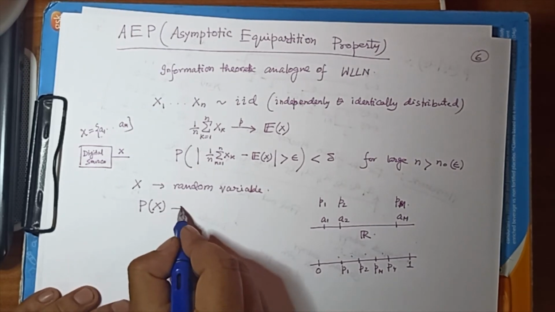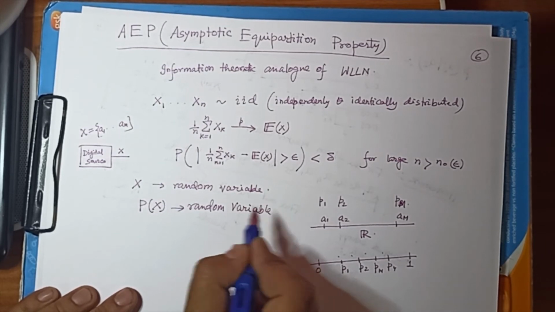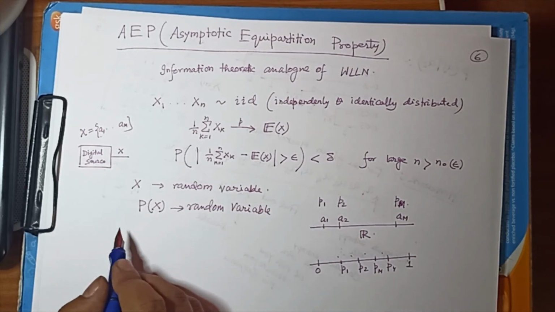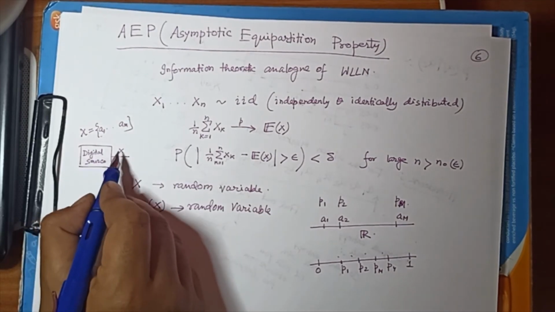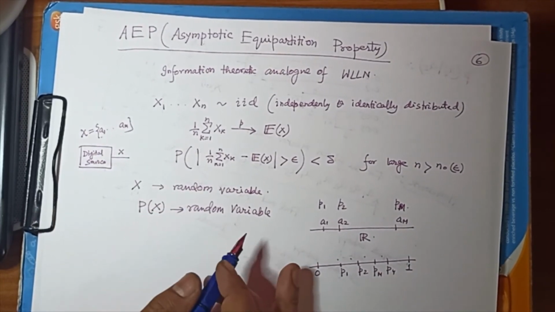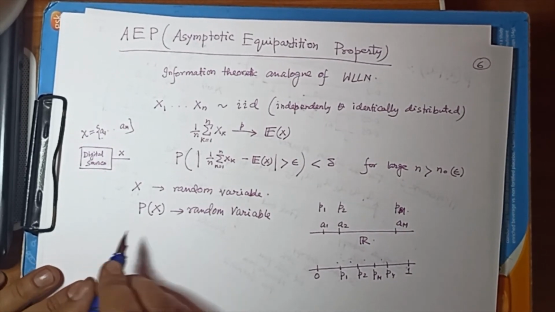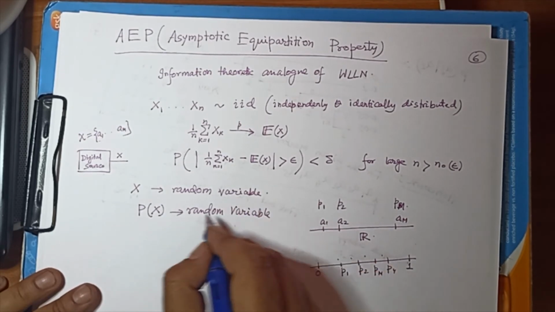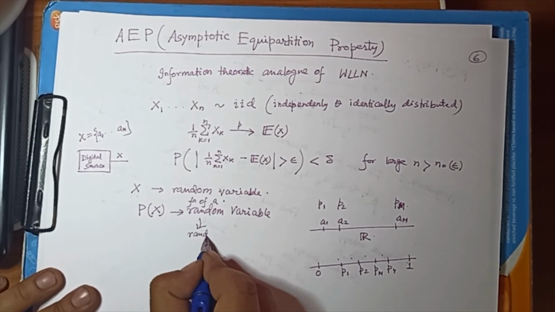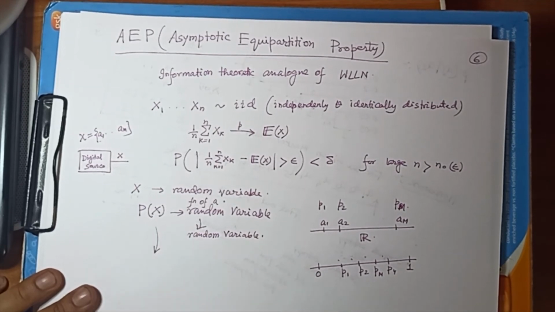So p(x) is also a random variable. And if all the x's are IID, then the corresponding p(x)'s are also IID. So if you take two instances of the random variable at two different times, x1 and x2 suppose, then p(x1) and p(x2) are also IID, obviously, that we know. So this is basically a function of a random variable, which is also a random variable. We are not stopping here, we are taking another function of this p(x) that will also be a random variable.